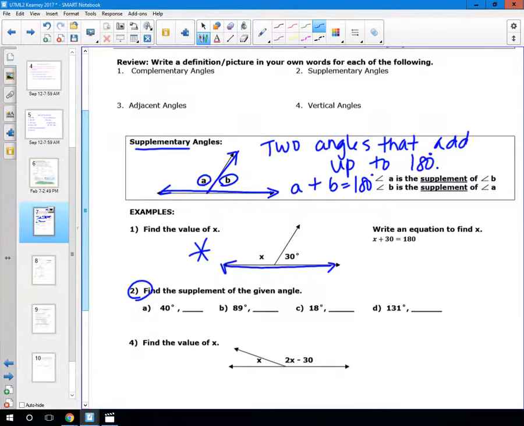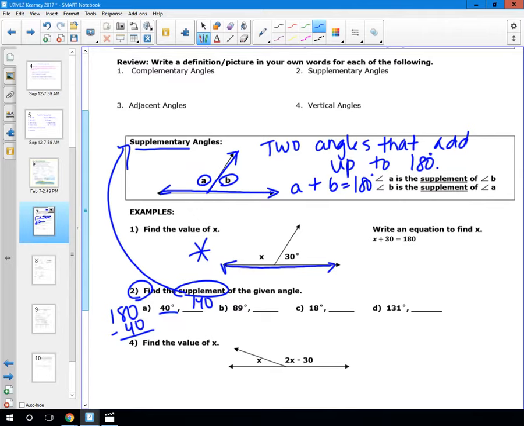The next section says, find the supplement. When we see that word supplement, that's exactly what we talked about up here, supplementary. That means, what can I add to 40? Because supplementary is two angles that add to 180, what other angle can I add to 40 to give me 180? I might work backwards and say 180 minus 40, and that would give me 140. So for all of those problems on number 2, you're asking, what can I add to the given angle to create a supplementary angle, which is 180? I want you to come back and finish that practice.